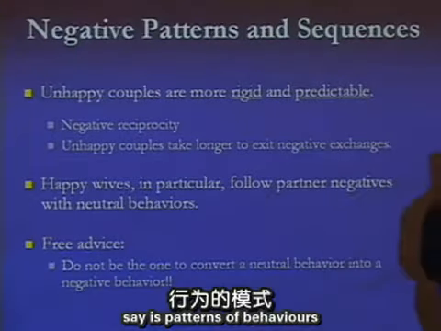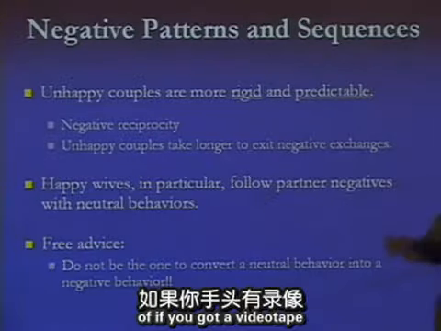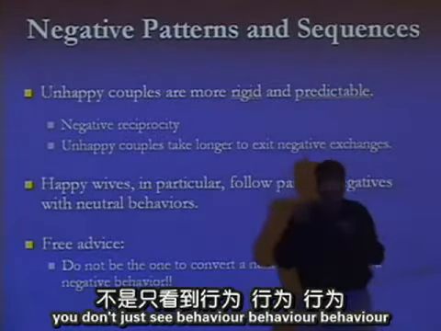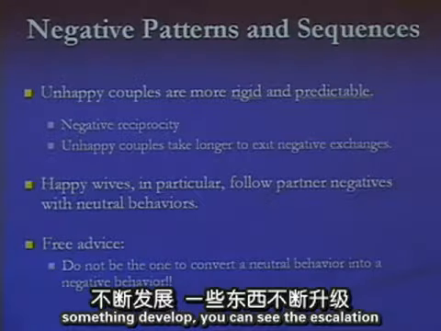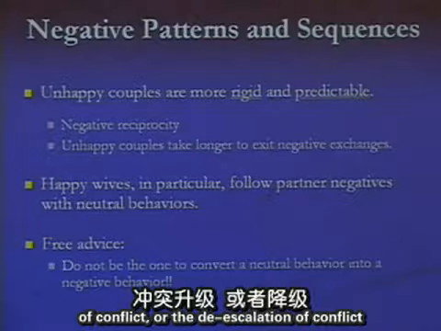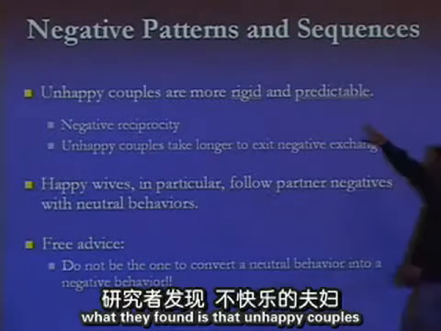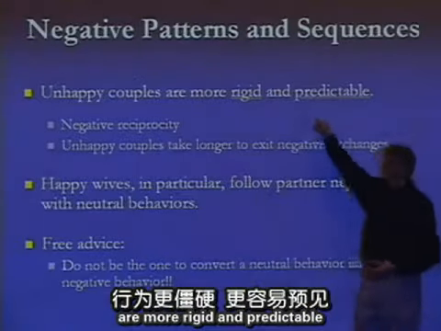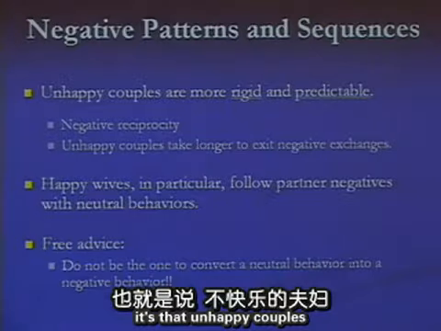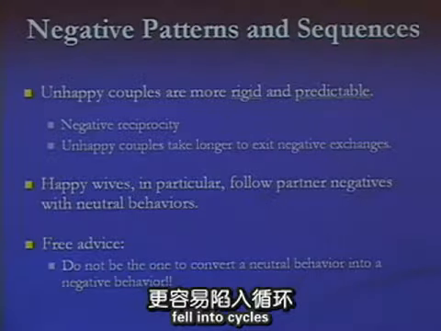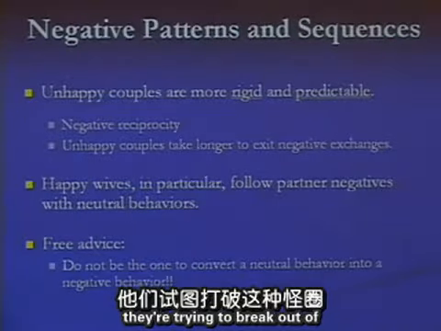Some of that early work also looked at sequences, patterns of behavior. So if you've got a videotape, you don't just see behavior, behavior, behavior. You can see, over the course of 10 minutes, something develop. You can see the escalation of conflict or the de-escalation of conflict. And what they found is that unhappy couples are more rigid and predictable. What does that mean? It means that unhappy couples fell into cycles that they had trouble breaking out of.